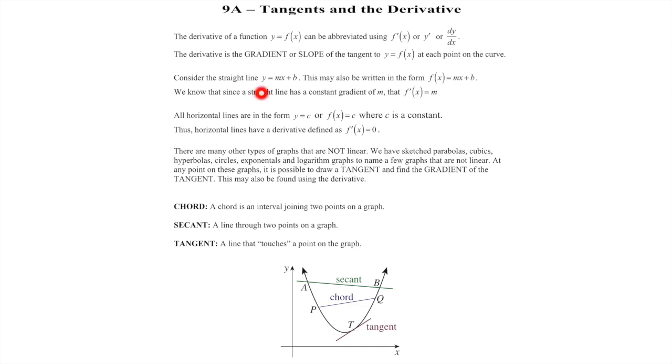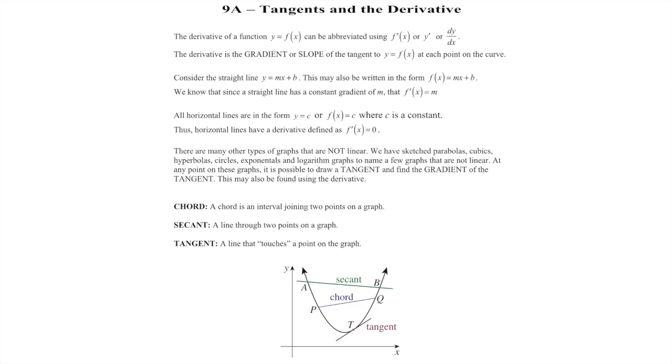Now, let's just consider for a second the straight line y equals mx plus b. You know the gradient is m, which means that the derivative f dash x is equal to m, or y dash equals m, or dy dx equals m. The derivative is m. If you took a horizontal line, we know that all horizontal lines don't have a gradient. Their gradient is 0. So for horizontal lines, the derivative, f dash x, is 0.